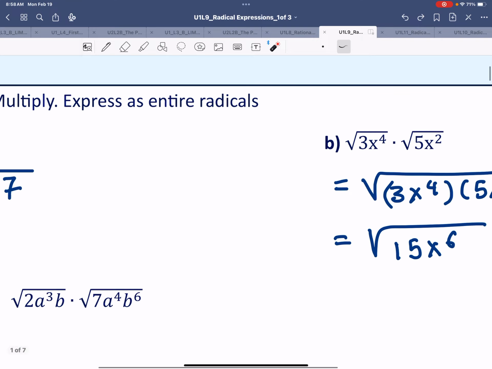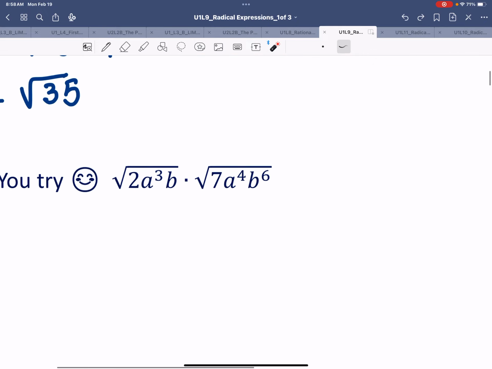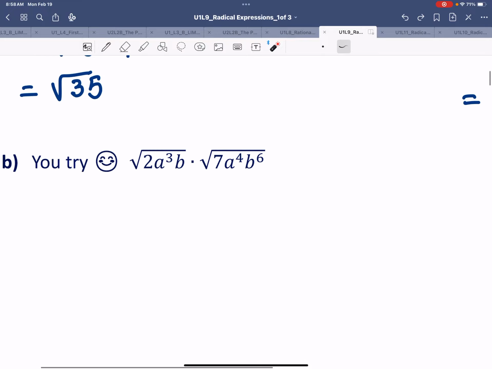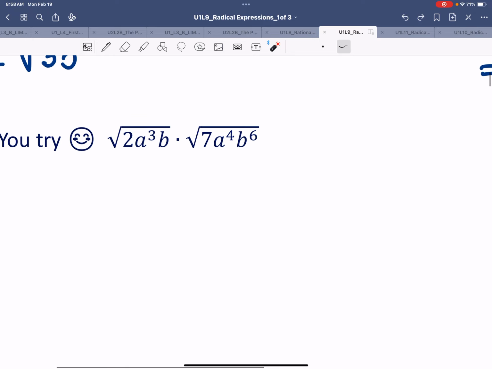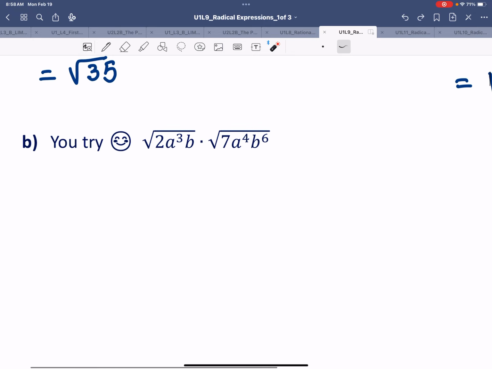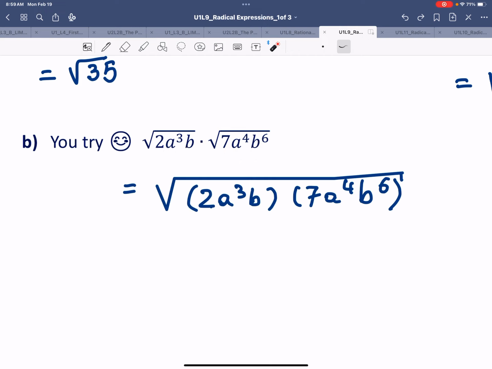So next, we'll try the square root of 2a^3b times the square root of 7a^4b^6. You can try this on your own, obviously, and then follow with the solution. So I will continue explaining it. So we have the product, we have the same index, which means that these two radicands can come inside the same radical sign. So we'll have the square root of the product of the two radicands.